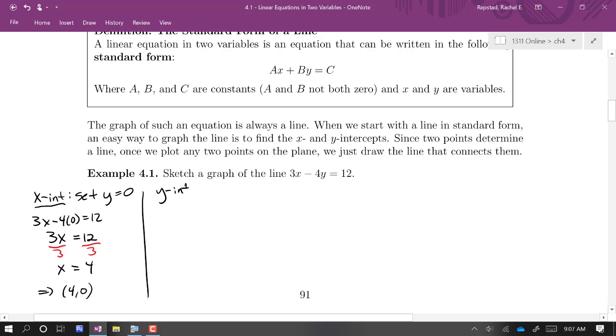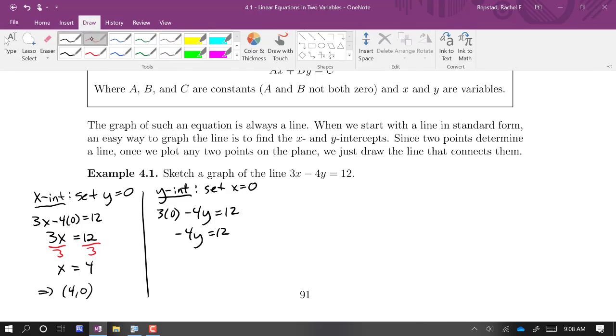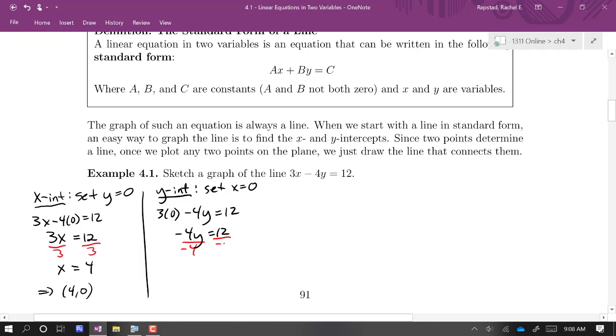To find a y-intercept, we set x equal to 0 and solve. And again, that's true for any equation. If you want to find where it crosses the y-axis, you set x equal to 0. So if we set x equal to 0 in this equation, we get 3 times 0 minus 4y equals 12. And of course 3 times 0 is 0, so we get negative 4y equals 12. If we divide both sides by negative 4, we get y equals negative 3.